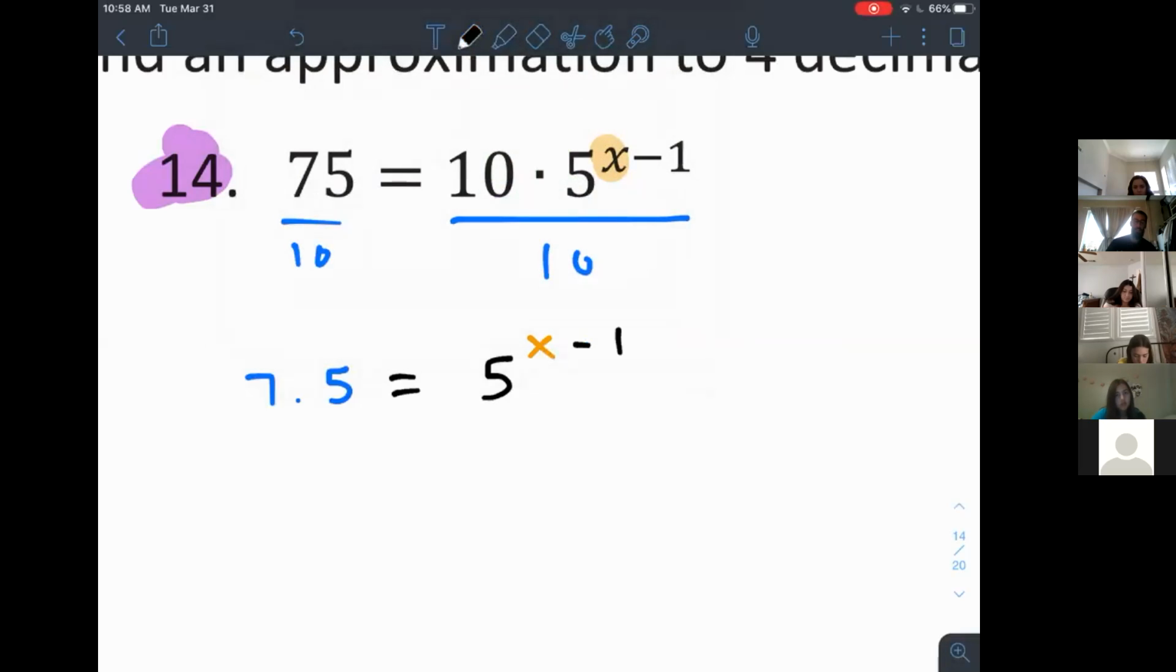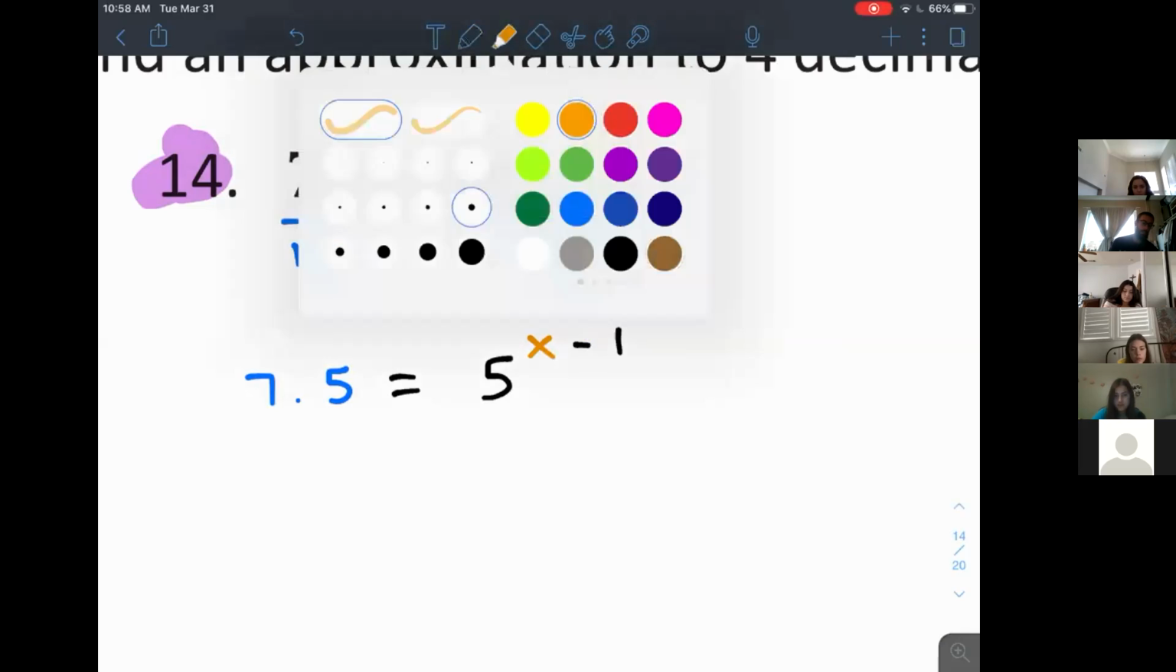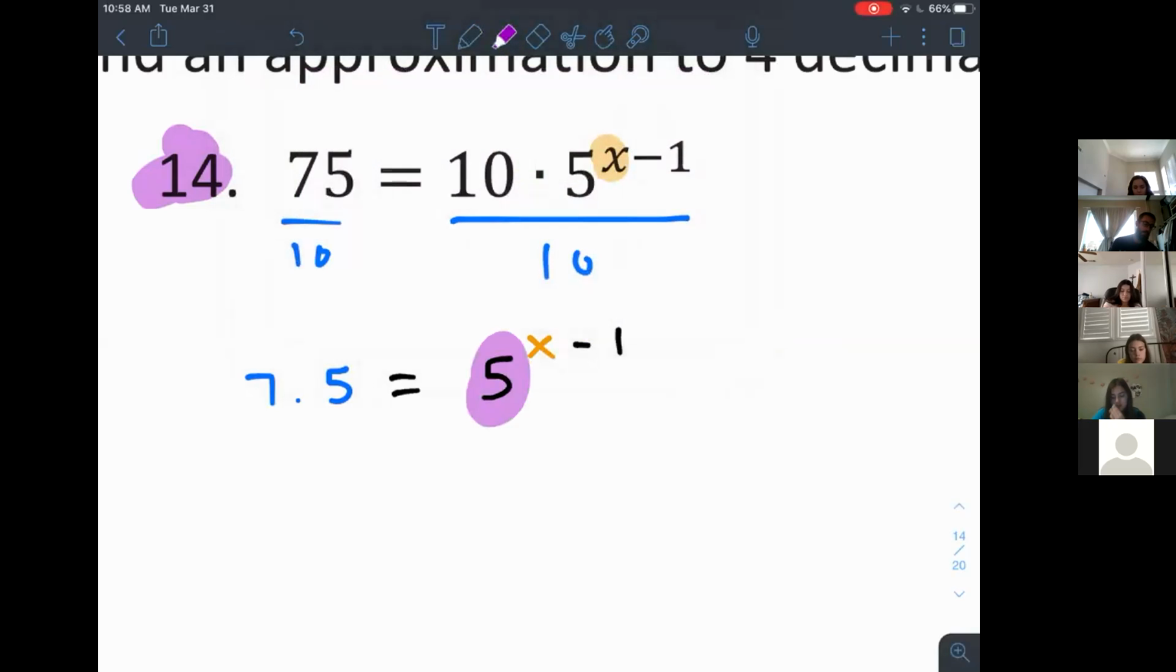All right, next thing I'm going to do is that since these two numbers, 5 and 7.5, are not easily turned into the same base, I'm going to use logarithms to my advantage, and I'm going to log both sides. You can natural log both sides too, aka ln both sides. I always just work with common logs. I don't know, just kind of my preset thing.